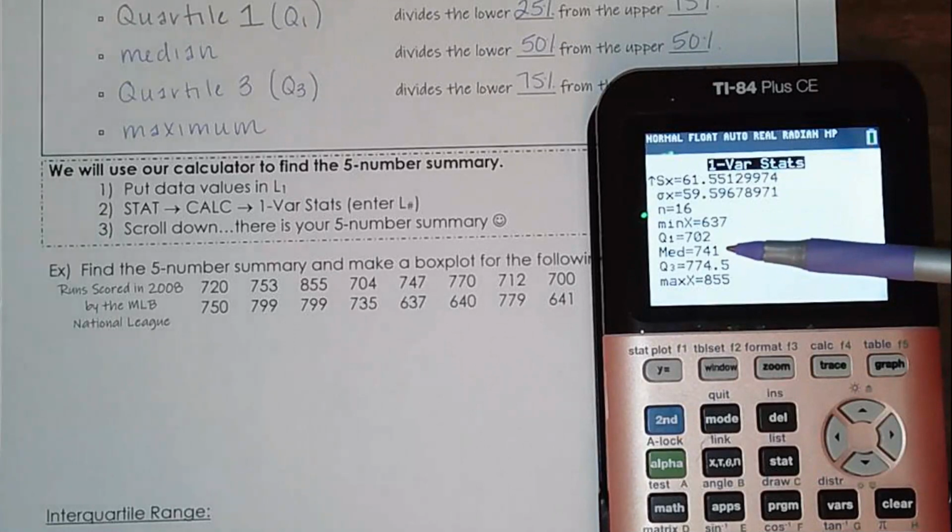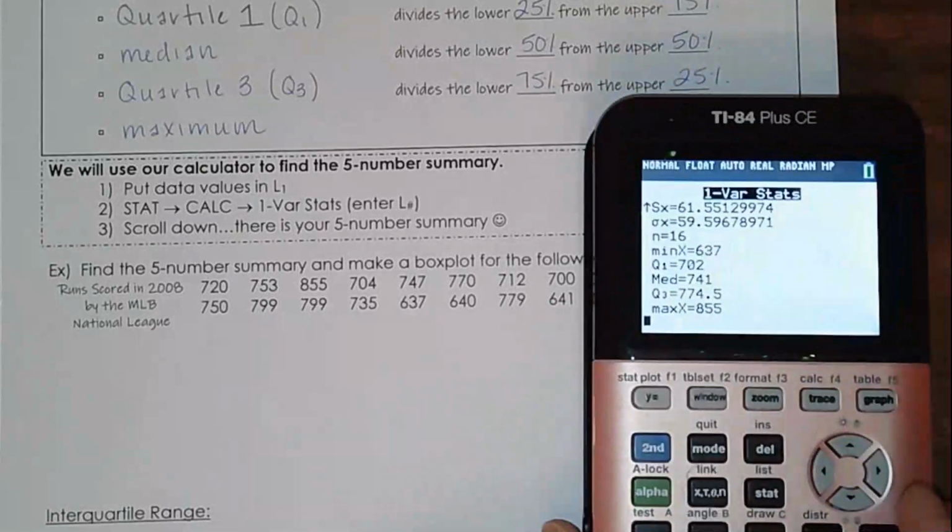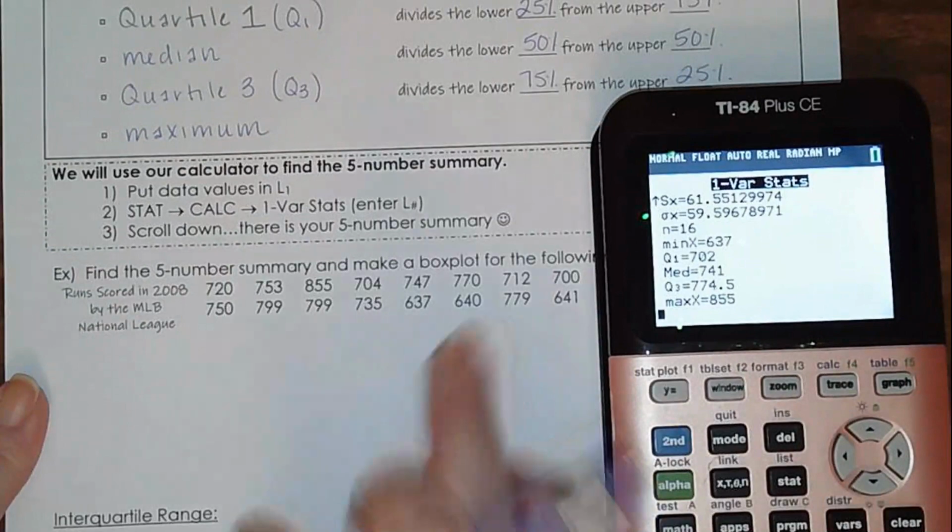MED stands for what, guys? Median. Q3, 774.5, maximum 855. Okay, so now remember, if you didn't get that, you guys, if you just typed in one number wrong, it could throw off multiple statistics, okay? So let's just write this 5-number summary up top right here.